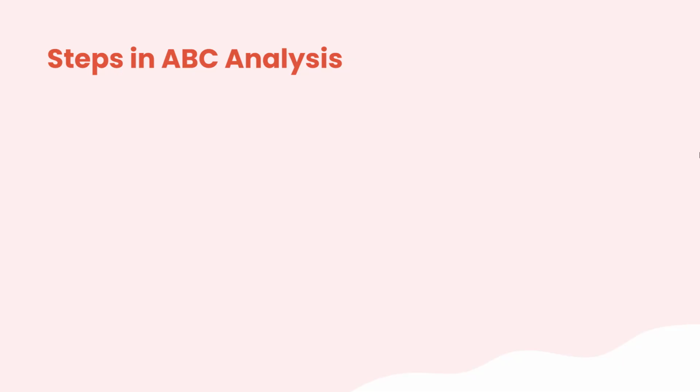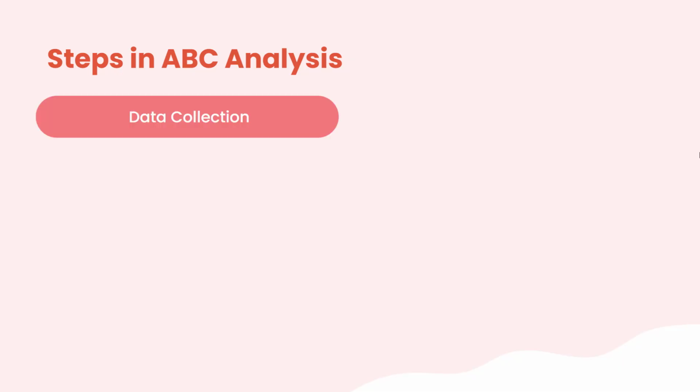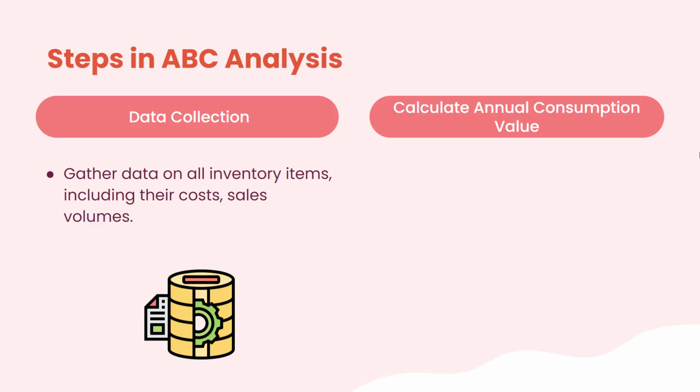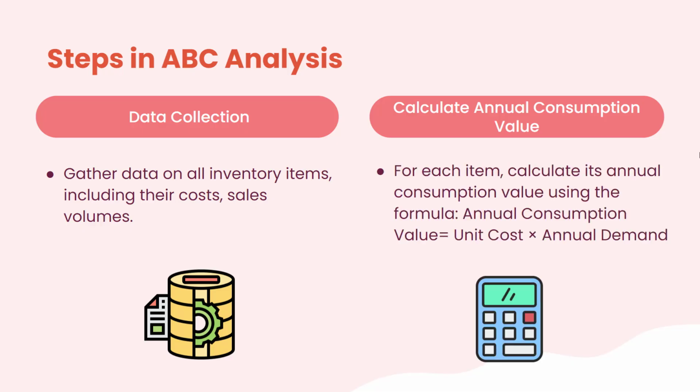What are the steps involved in ABC analysis? Number one is data collection. We need to gather data on all inventory items, including their cost, sales volumes, and turnover rates. Second is calculating annual consumption value. For each item, calculate its annual consumption value using the formula: annual consumption value equals unit cost times annual demand.